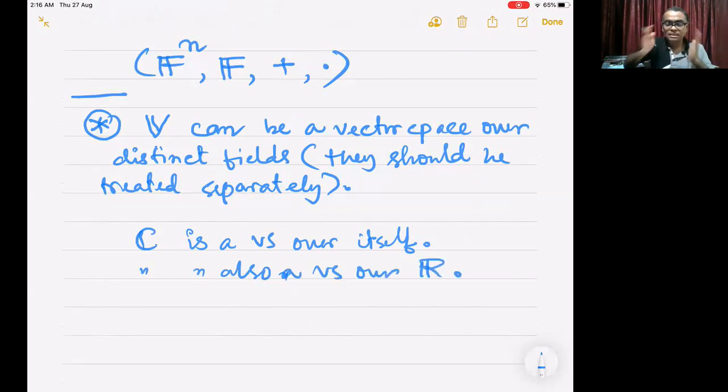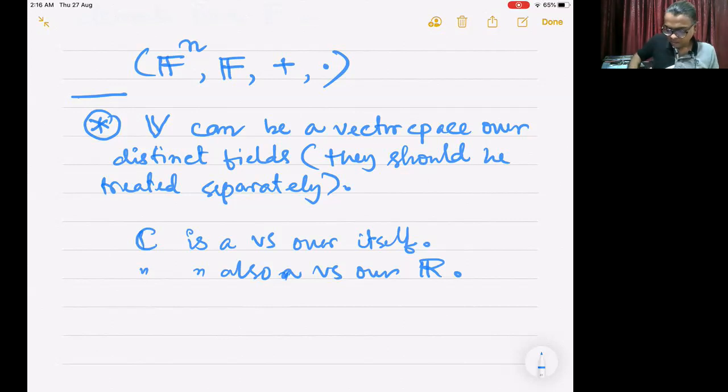Set-wise, it is the same collection of complex numbers, but when you view it as a vector space over C, it's a one-dimensional vector space. When you view it as a vector space over R, it's a vector space of dimension 2. We'll define dimension very soon. But the same set can be a vector space over different fields, and then they have to be treated differently.